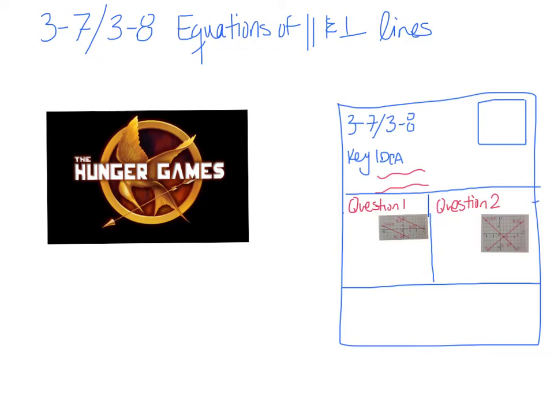This video is titled 3-7, 3-8, and it's all about the equations of parallel and perpendicular lines. You can write parallel and perpendicular, or you can use the symbols.